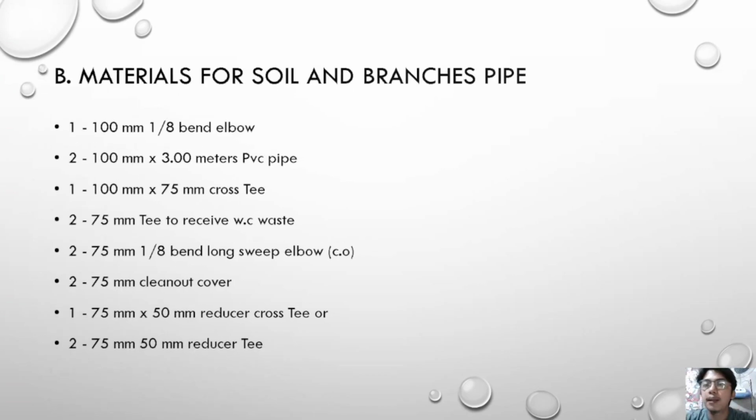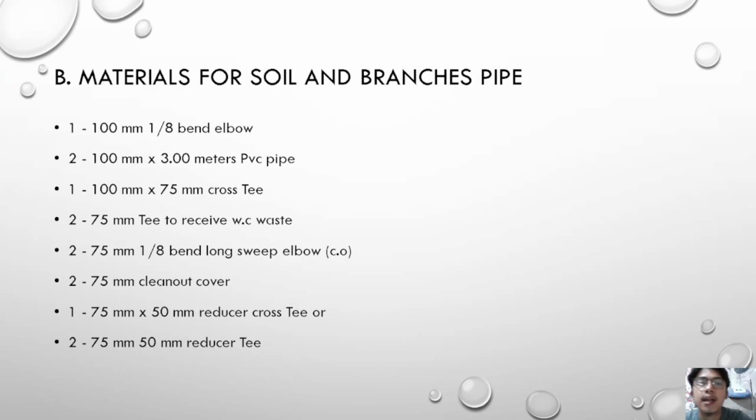Next, materials for soil and branches pipe. So these are the materials needed to build the plumbing system for the toilet and bath of a two-story building, specifically for the soil branches pipe. So the soil and branches pipe refers to the plumbing system that carries waste and wastewater out of the building and into the sewer or septic system.